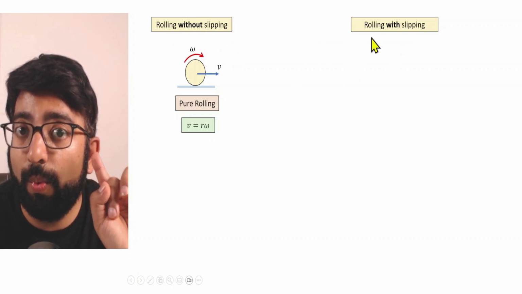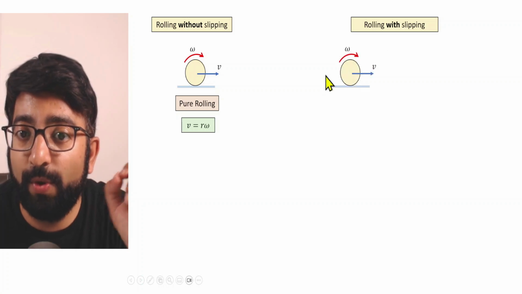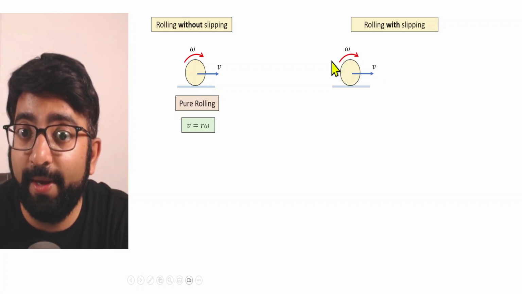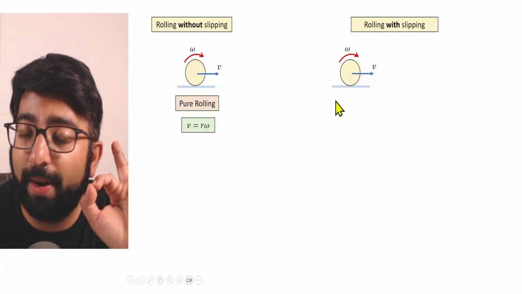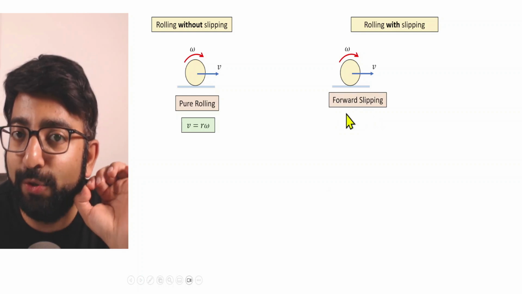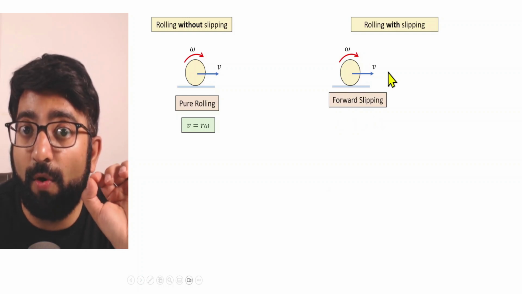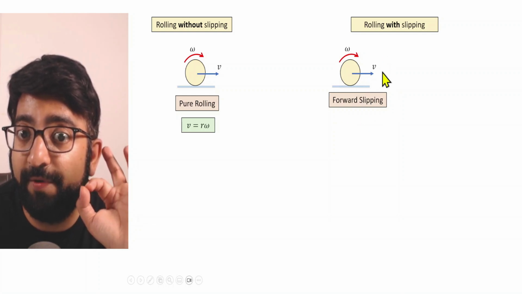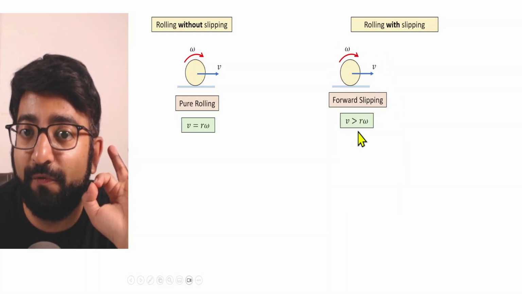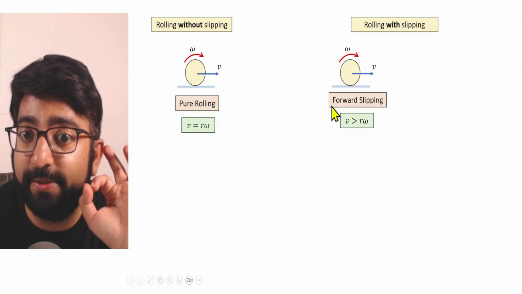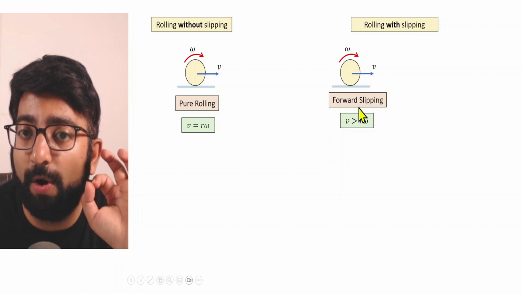On the other hand, once the wheel starts to slip, have a look at this image where the wheel is moving forward with the velocity v, angular velocity is omega, but imagine that the ball is doing forward slipping. This actually means that the ball is moving forward faster than it can rotate. So in such cases, the value of v is greater than r omega. And if we see this expression, that means the object is slipping, but in the forward direction.